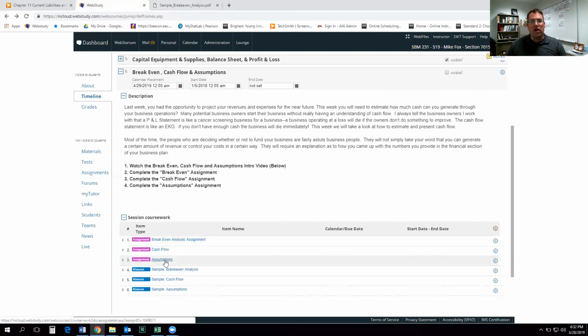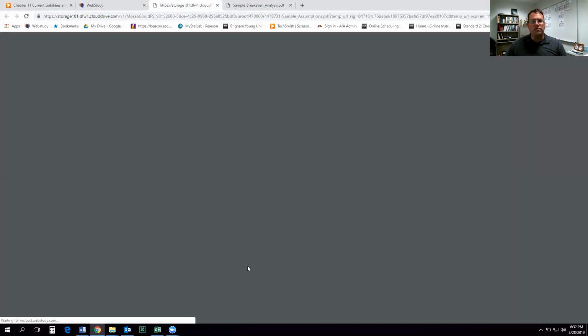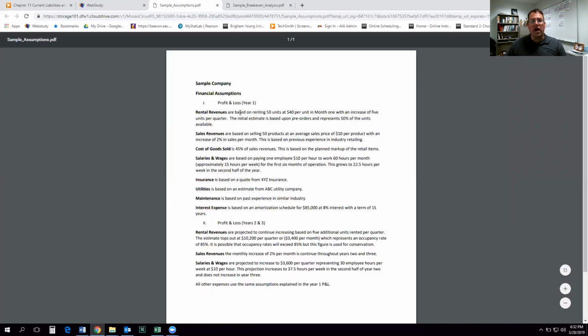It's called the assumptions assignment. In the assumptions section, what you do is you spell out all of the ways you came up with those numbers. Really, you just have to do your profit and loss statements. So for example, the rental revenues are based on renting 50 units at $40 per month with an increase of 5 units per quarter. The initial estimate is based upon pre-orders and represents about 50% of the units available. So this is how they're coming up with the number that they put for rental revenue. And they just explain each line item, how they come up with it. That's what you do in the assumptions section.